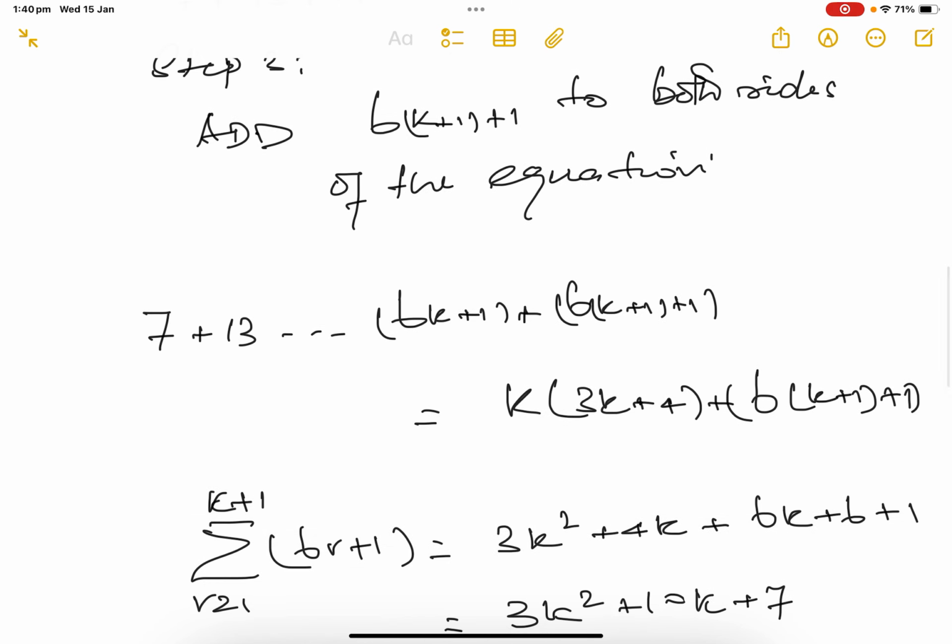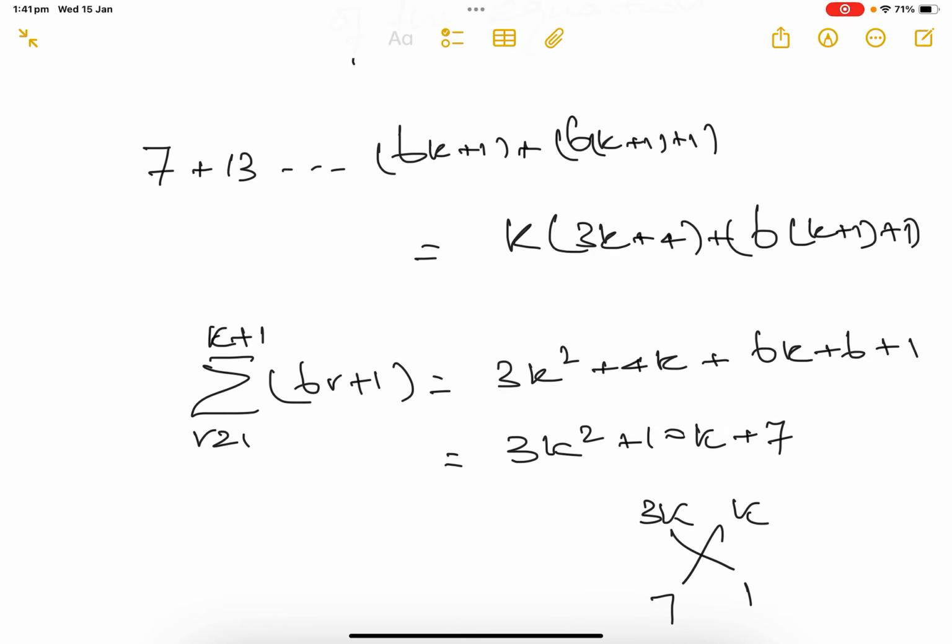So if you add that to the left hand side of the equation, it is the series up to 6(k + 1) plus 1. The right hand side, k times (3k + 4) we already had, plus 6 times (k + 1). So the left hand side is straightforward: the sum from r equals 1 to k plus 1 of (6r + 1). That is the series up to k plus 1.